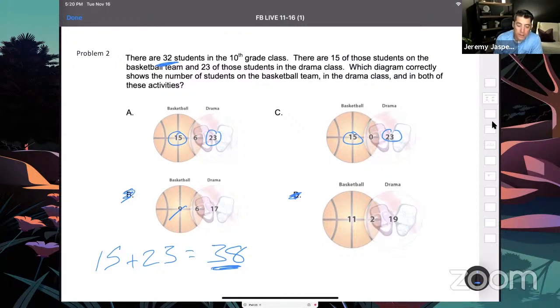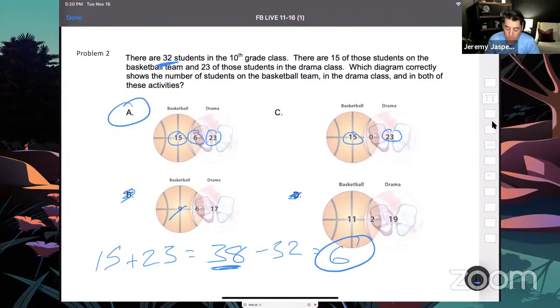This middle number is the overlap, right? The students that are in both of these classes. So the way you find that out is you add up what they give us, in this case, the 15 and 23, and then you subtract from the number of total students. So I would do 38 minus 32 to get 6. 6 is going to be our magic number. In this case, it's going to be A right here. So A is the answer. That's going to be our magic number of students that are in both classes.